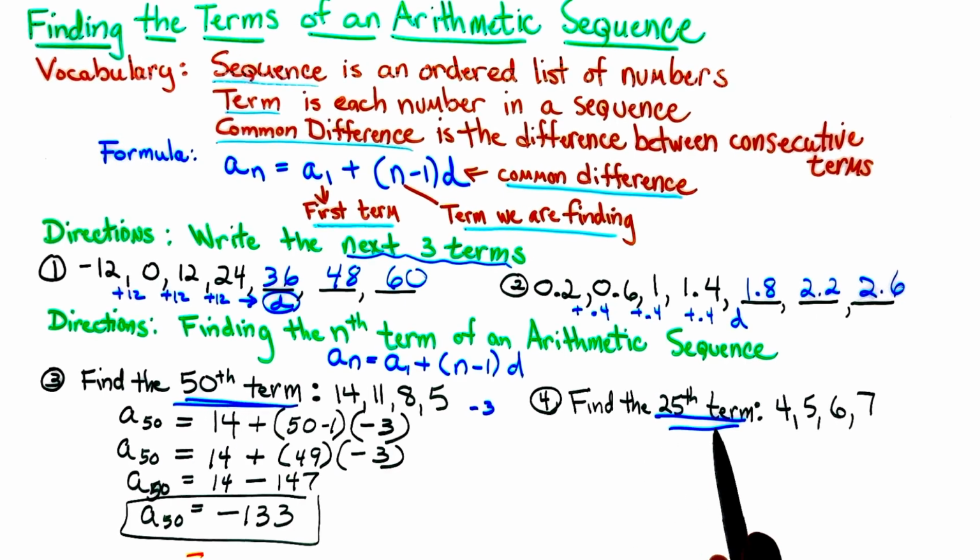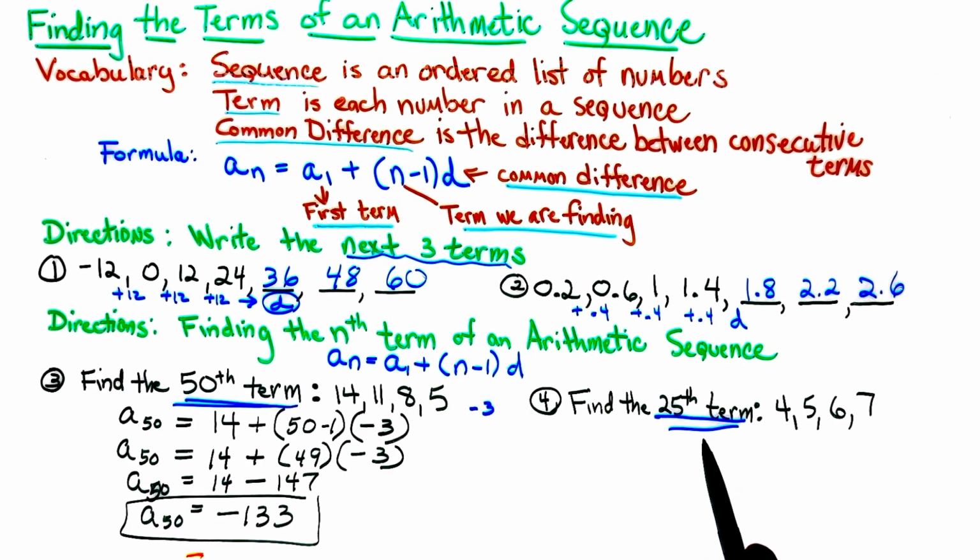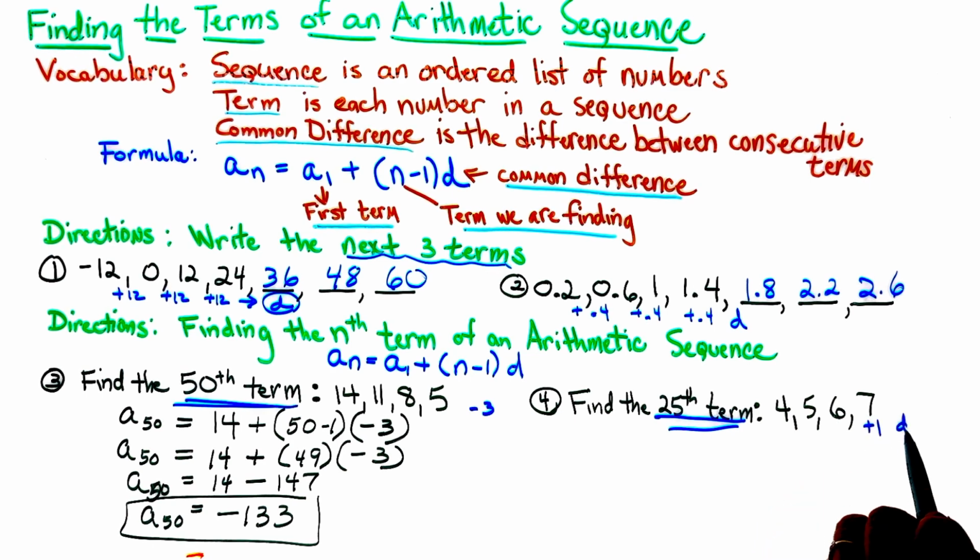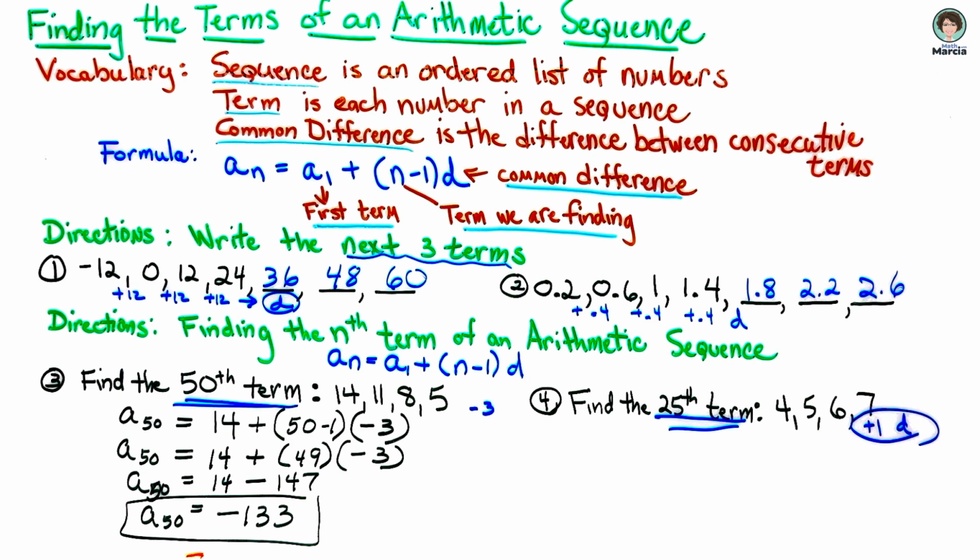The next one wants us to find the 25th term, and I have 4, 5, 6, and 7. So while I'm just looking at those numbers, I noticed they just end up increasing by 1 each time. And guess what? That is going to be our common difference. So I don't want you to think common difference means subtraction. It just means what's the number that is between each one of the terms.